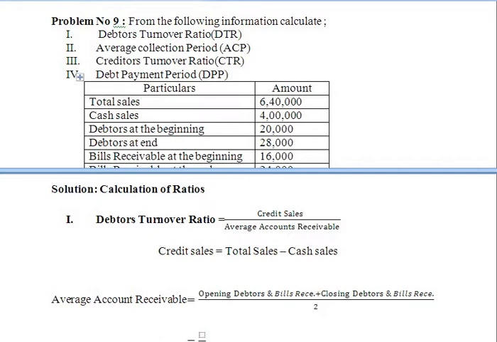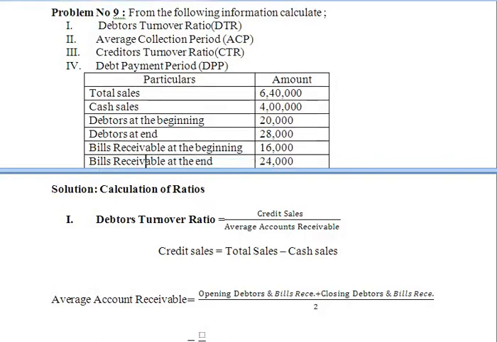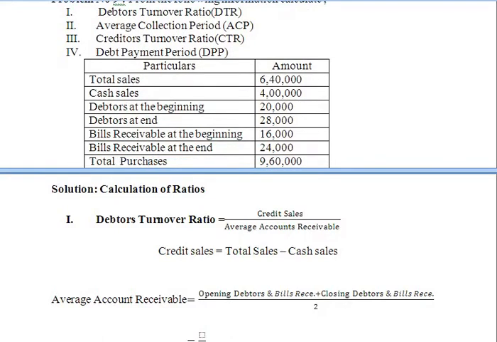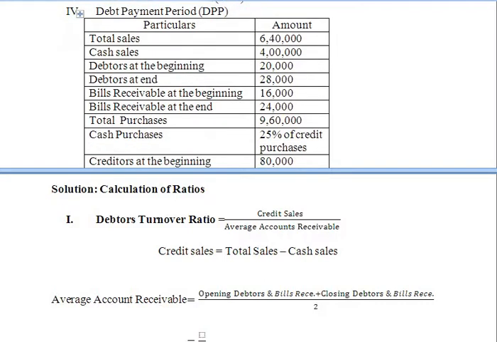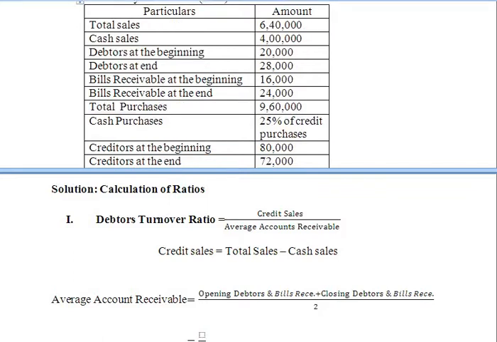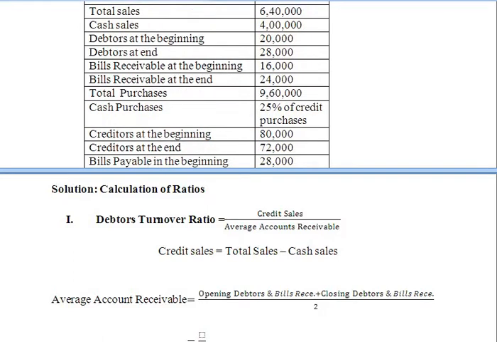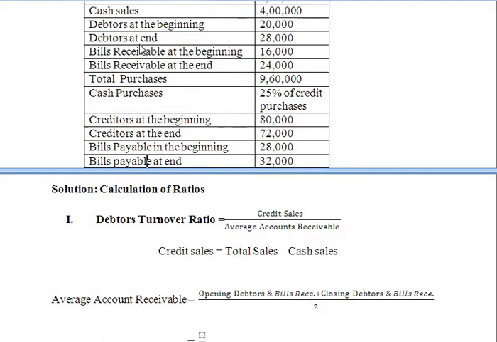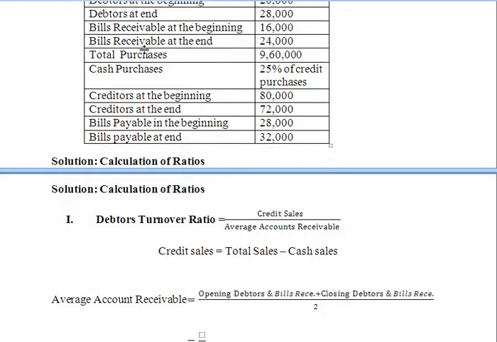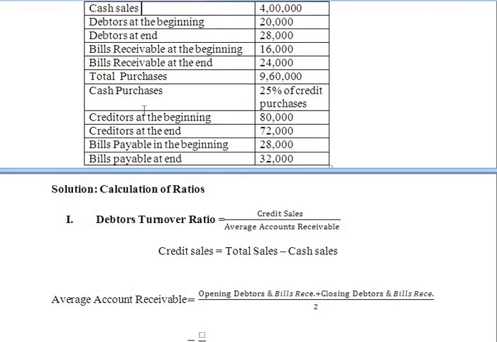These are the information they have given: total sales, cash sales, then debtors at the beginning, debtors at the end, bills receivable at the beginning, bills receivable at the end, total purchases, cash purchases, creditors at the beginning, creditors at the end, then bills payable, that is beginning and end. Next line, write solution, calculation of ratios.